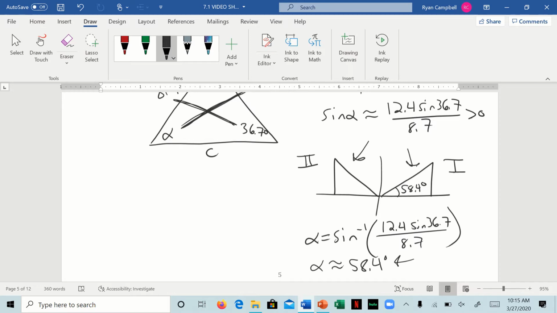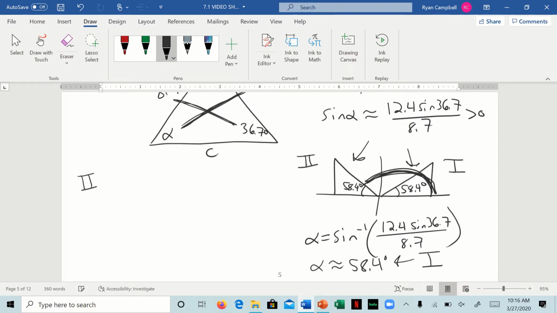So this is just the one in quadrant 1. So then how do you get the one in quadrant 2? This is the reflexive angle right there, right? So then how do you get the actual angle? How do you get this whole angle from angle 2?